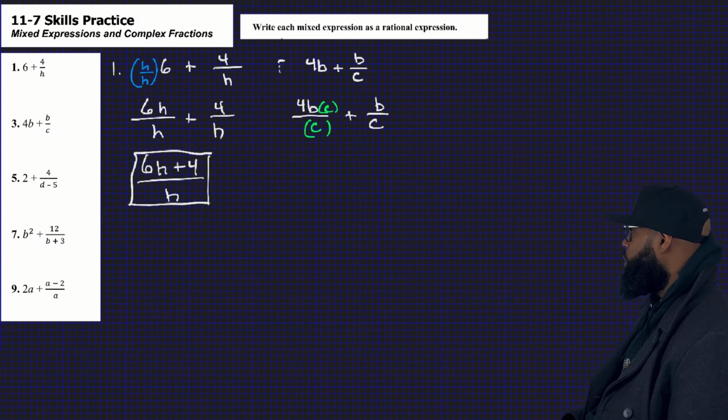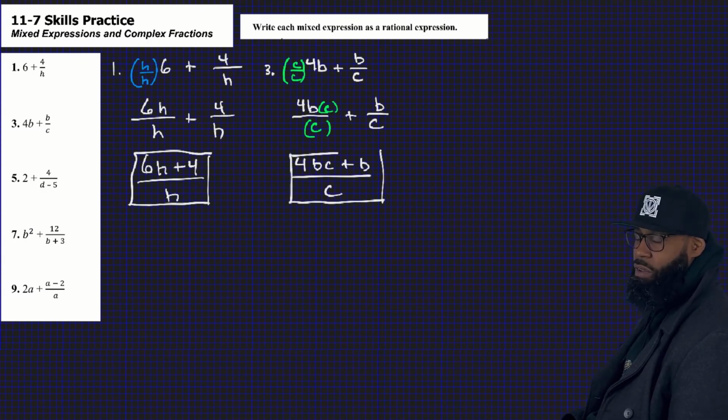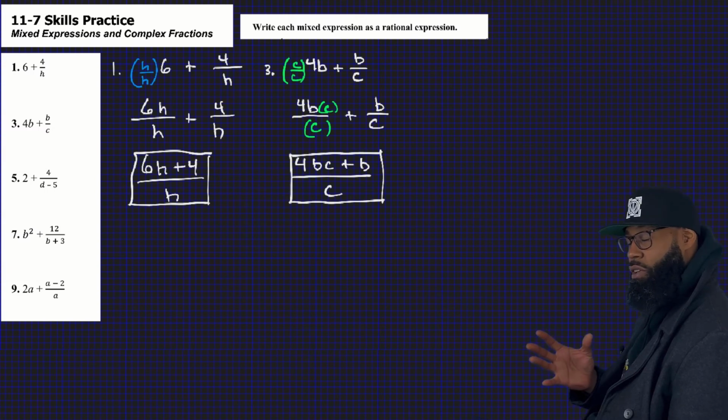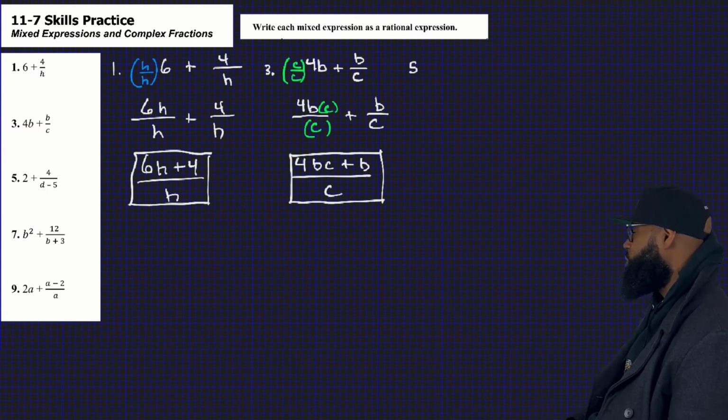Now, where did they come from? That's where they came from. I multiplied the top times c, and I multiplied the bottom by c. And of course, invisible 1. But 4bc now, divided by c, plus b over c can now be rewritten as one single rational expression, 4bc plus b, all divided by c.